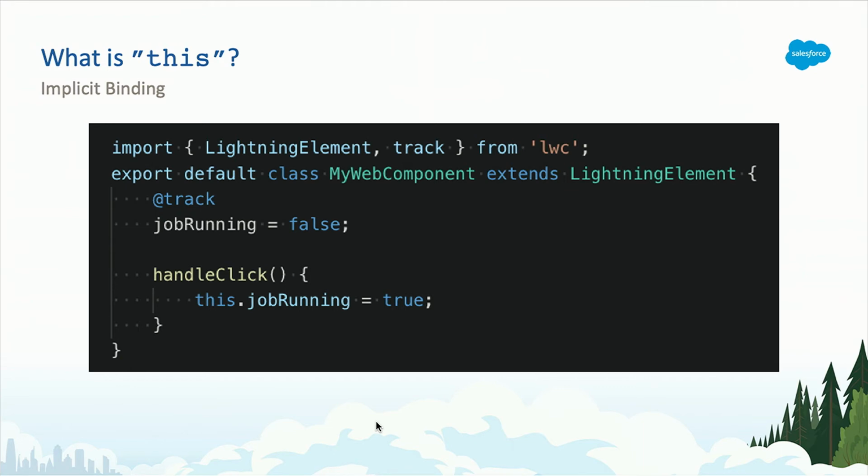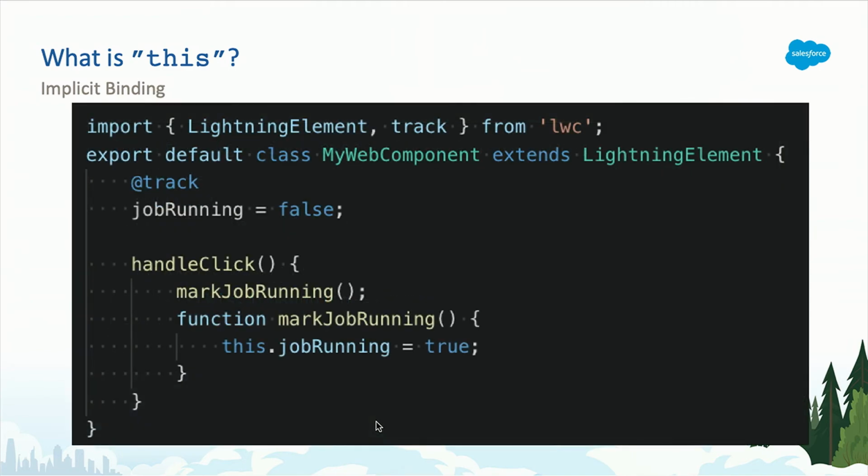Here I have a simple handleClick method that marks a tracked property as true when it's called. At first glance, this looks like this keyword works like it does in Apex, and everything's happy. It's like, yeah, see, this.jobRunning, because it has a jobRunning property, so that's why it knows what it is. But the only reason this works is because when we call the handleClick method, implicit binding is in effect.